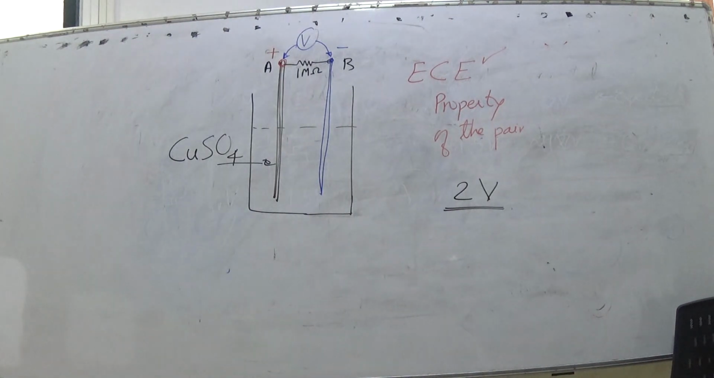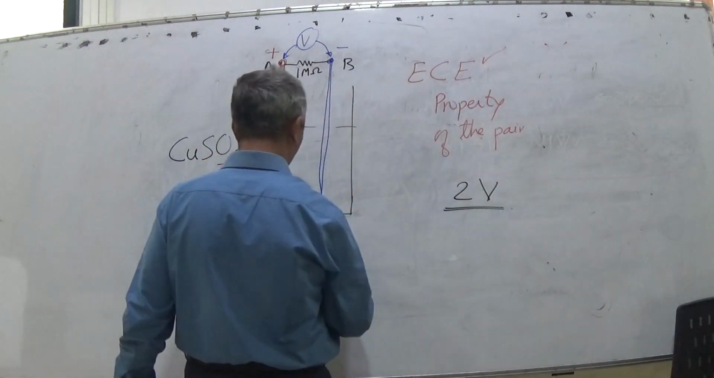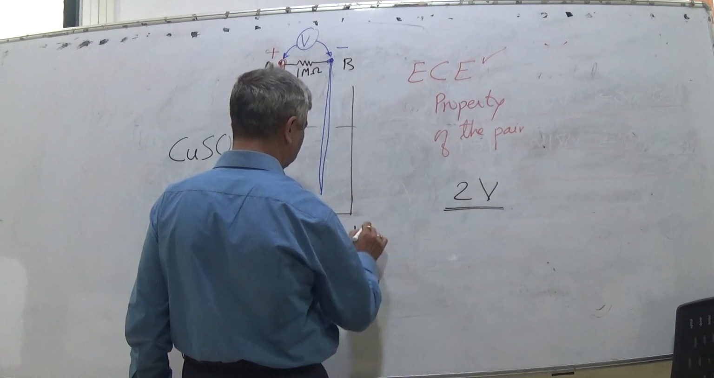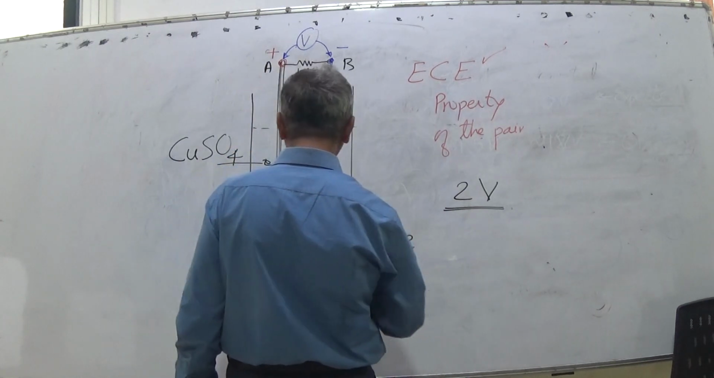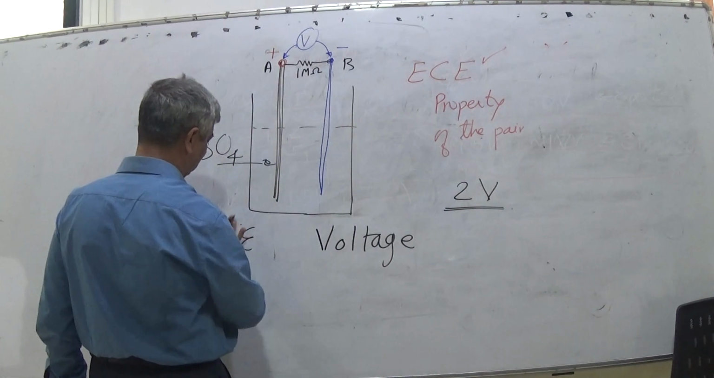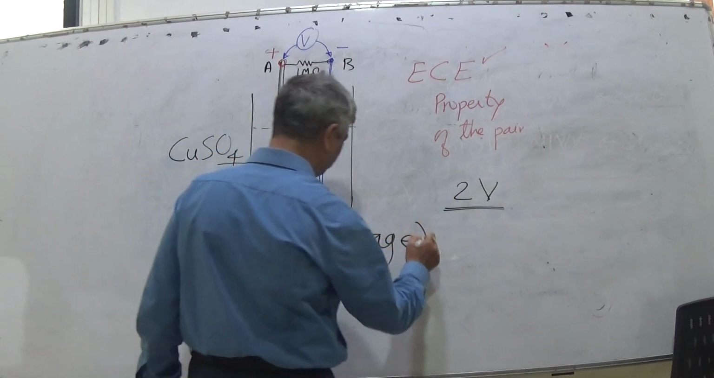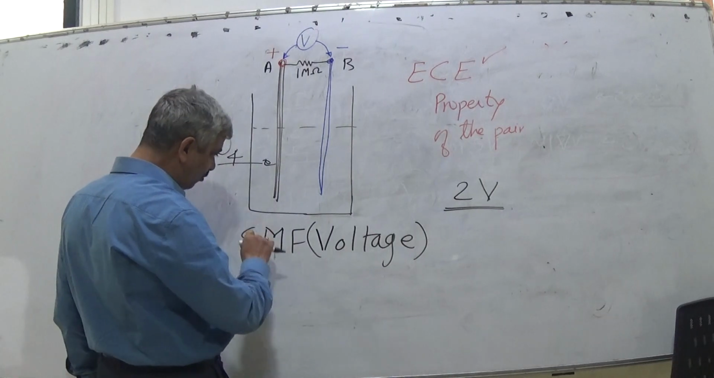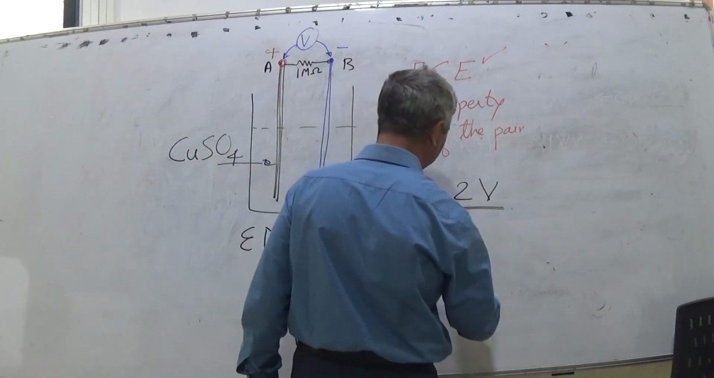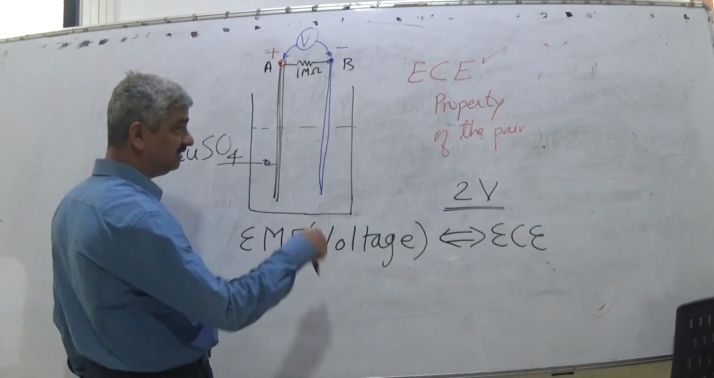In electrochemistry, electric voltage is given by electrochemical equivalent, which is a property of the pair. Similarly, the voltage of an electric cell is called EMF, or EMF is the correct word. Voltage is something, now there is a small difference, we will deal with that. Electromotive force EMF is given by ECE, electrochemical equivalent, on the chemical side.